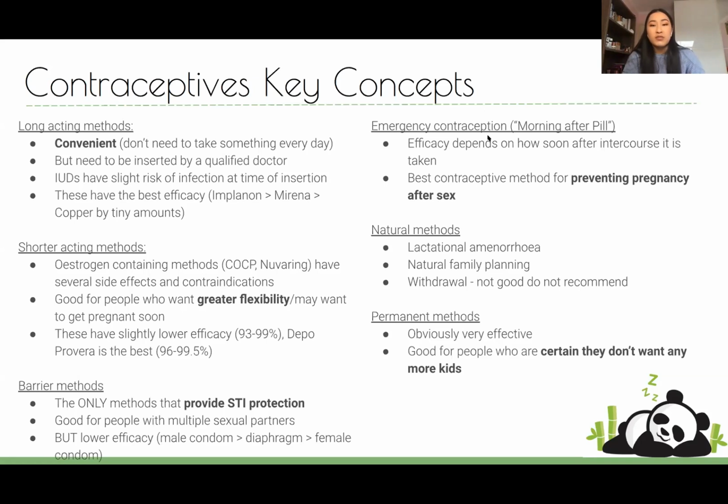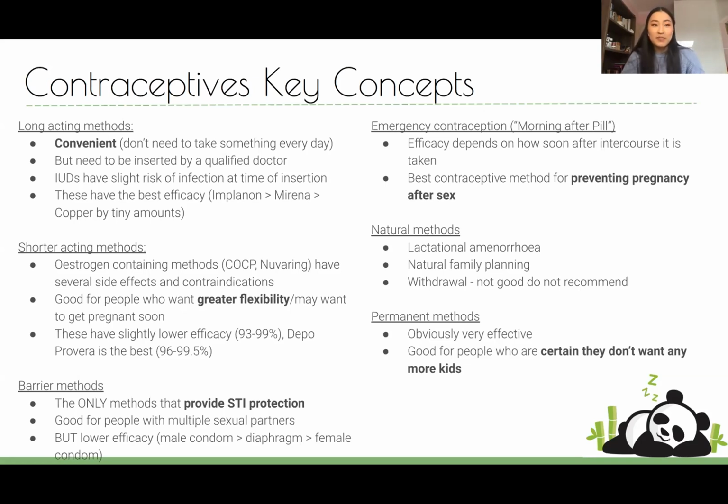Emergency contraception, obviously not ideal, not super effective, and the effectiveness decreases the longer time has passed after intercourse. But this is the best contraceptive method for preventing pregnancy after sex. So if someone realizes afterwards that they've had unprotected sex, this would be the only main option. Technically, copper IUD can be used as emergency contraception, but then you get all the issues with copper IUD. We'll get into that.